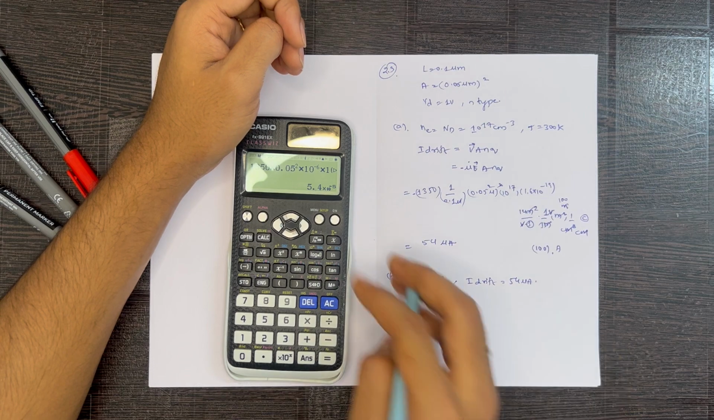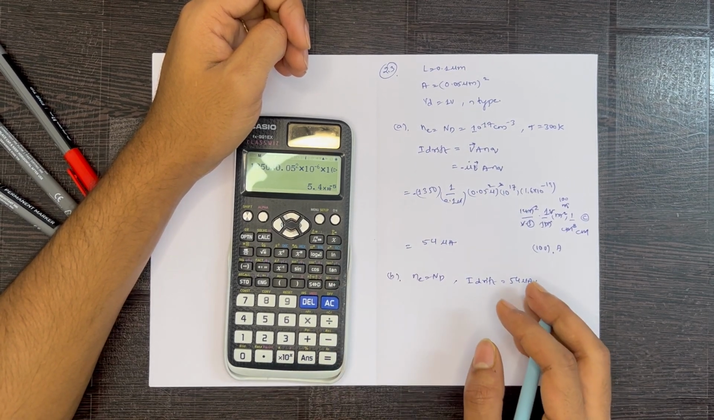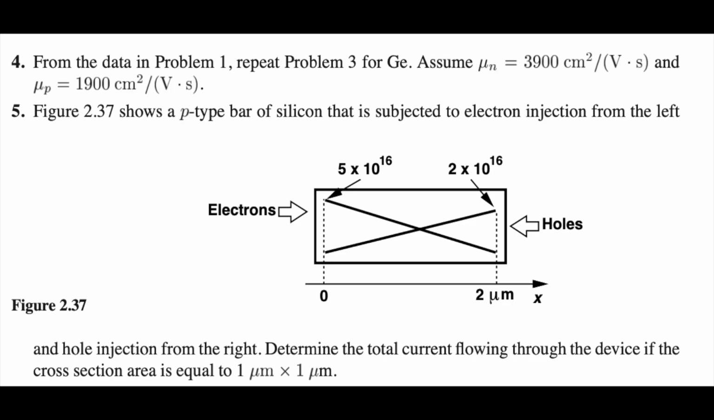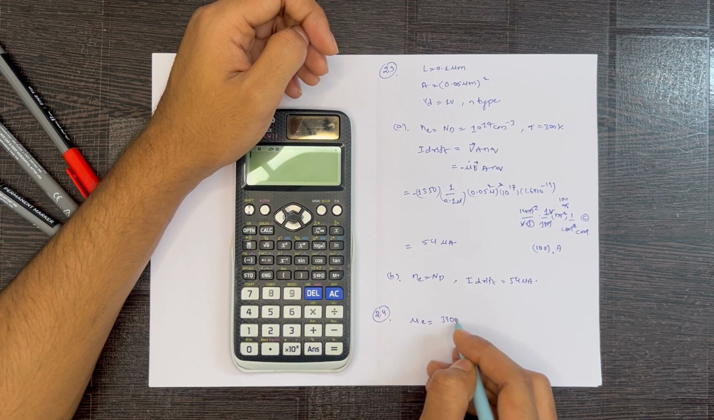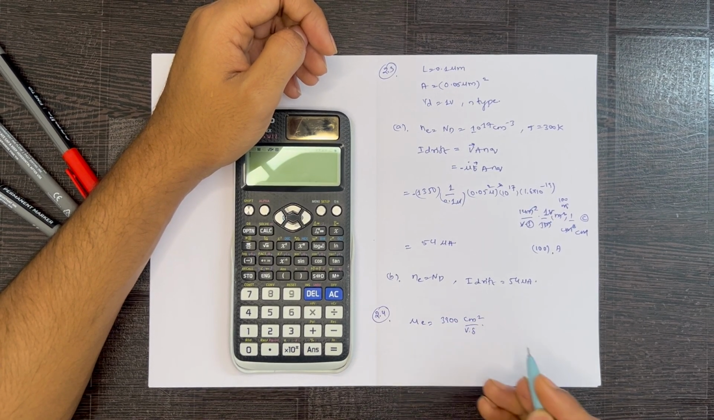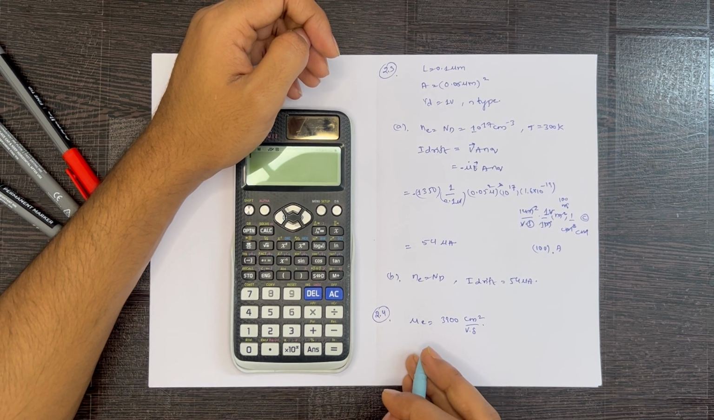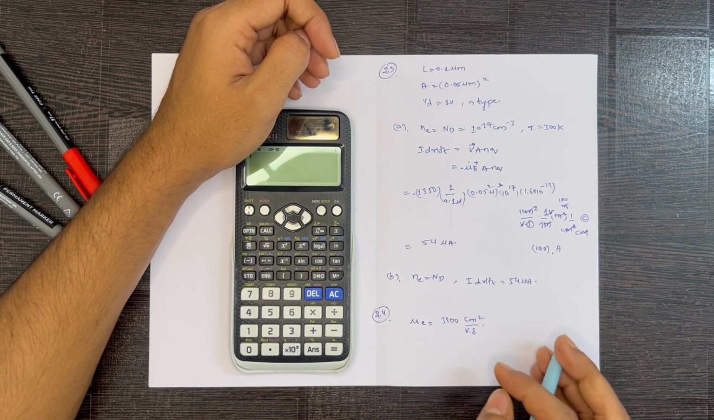Now let's go to the fourth question. It says, from the data in problem 1, repeat problem 3 for germanium. Assume mu n is 3900 centimeter square per volt second and mu p is 1900 centimeter square per volt second. We need to repeat problem 3.